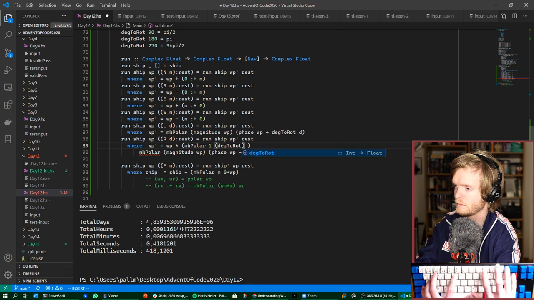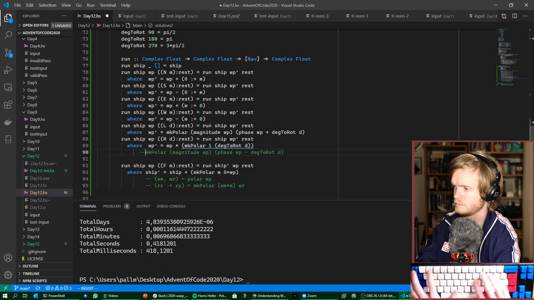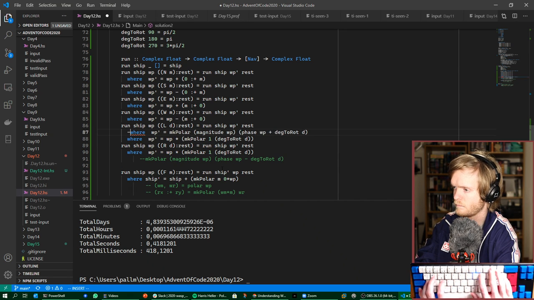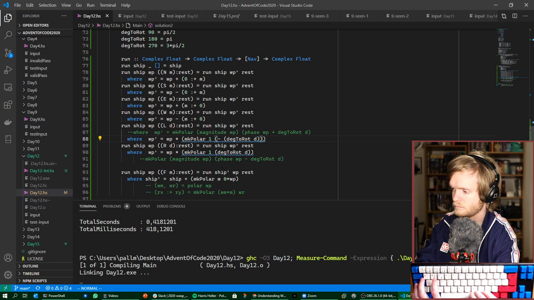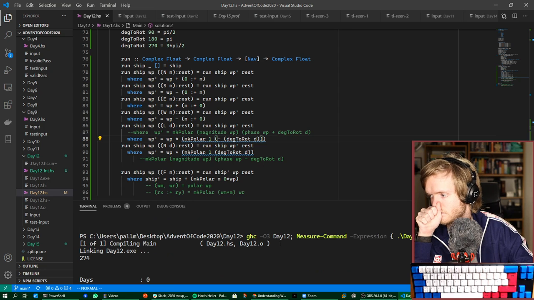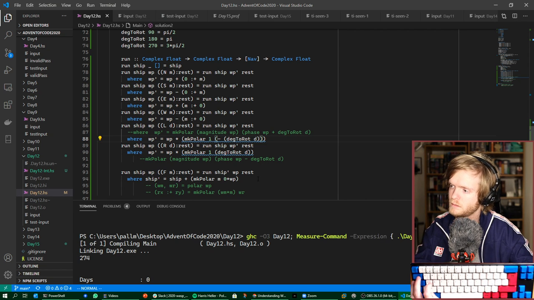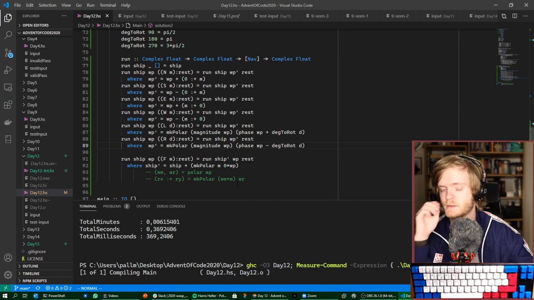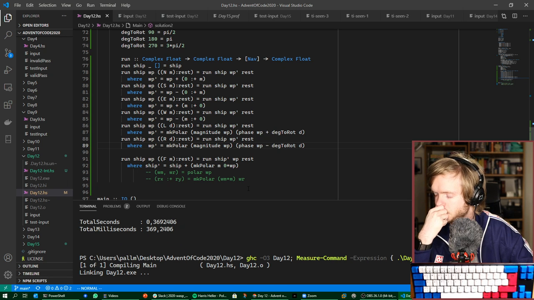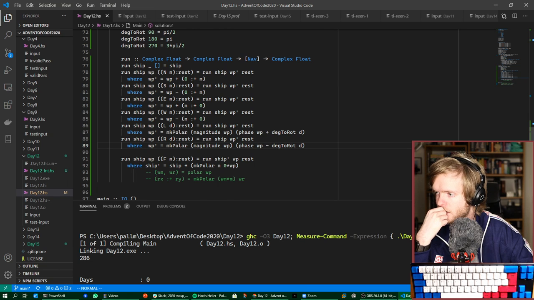Deg to rot D. And the magnitude here should be minus, no, deg to rot should be complete, but this should be minus. And we end up at 274, which is not 286, right? No, yeah. This is still giving us 286, right? Yes.